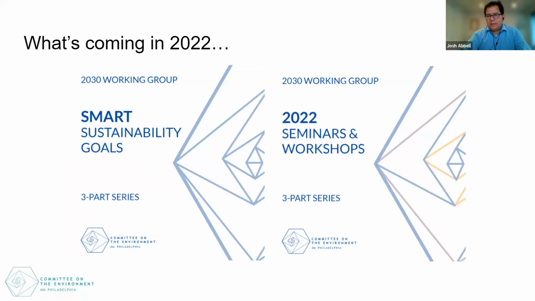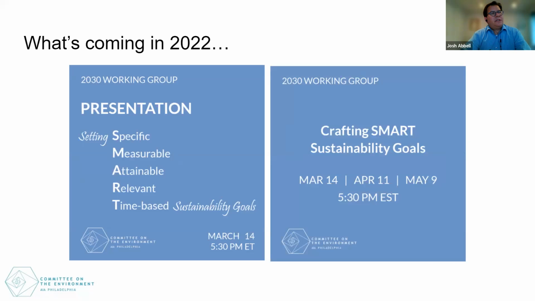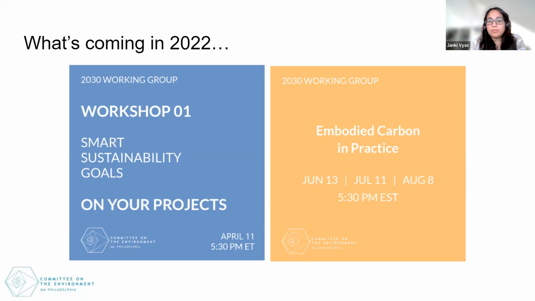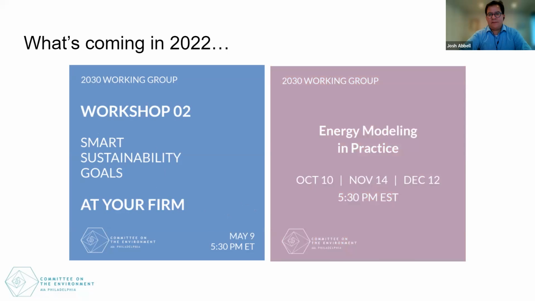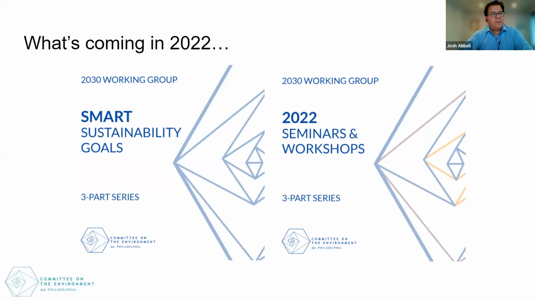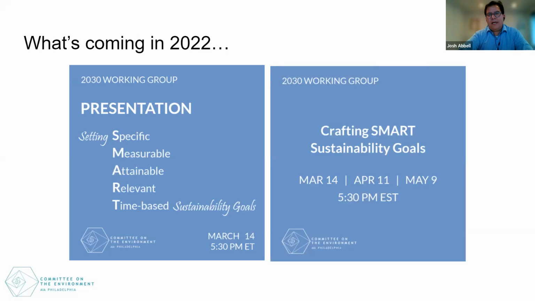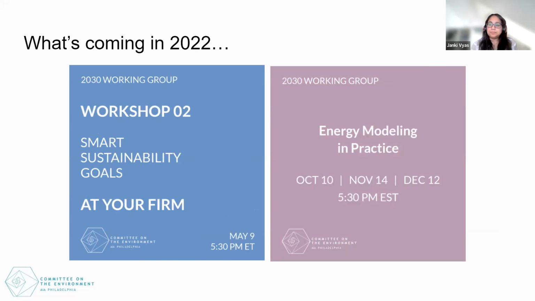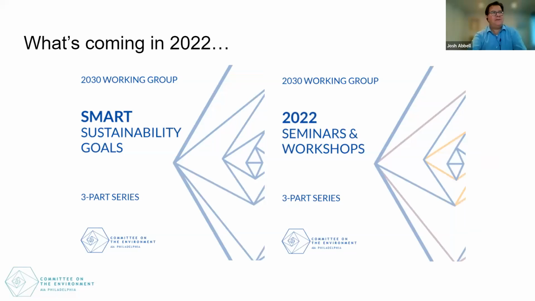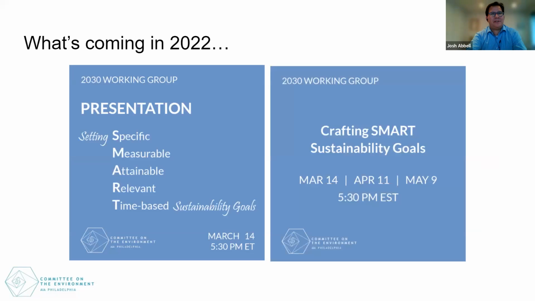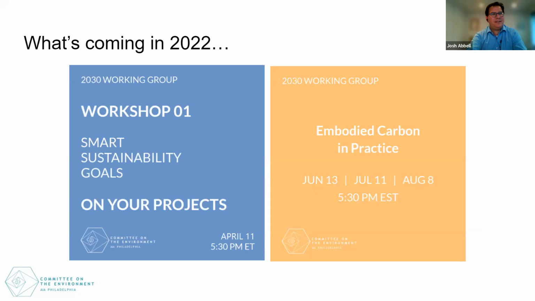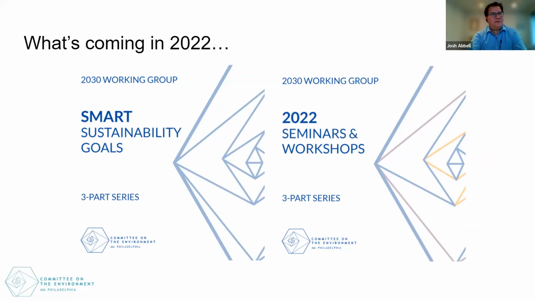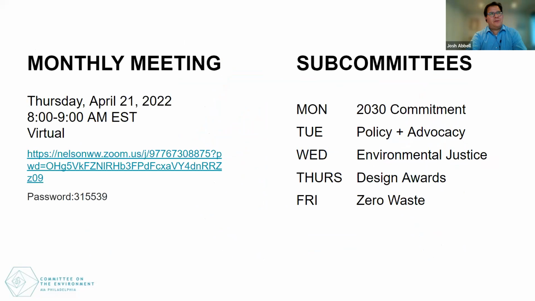And then, Janki, starting in June, we're going to do embodied carbon practice, and similarly set up a series of workshops supporting that. And then later in the year, pick up energy modeling, which is always one of the more popular topics to talk about, and one of the more important topics in terms of measuring our carbon footprint and our carbon reduction.